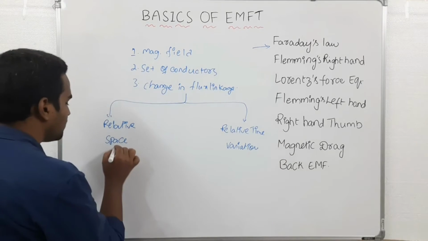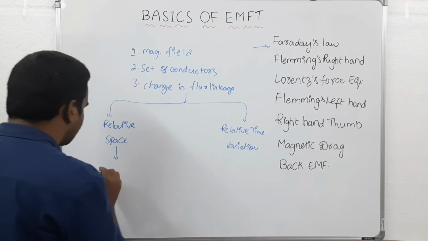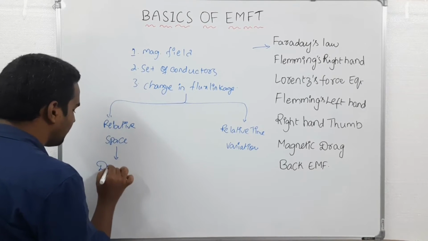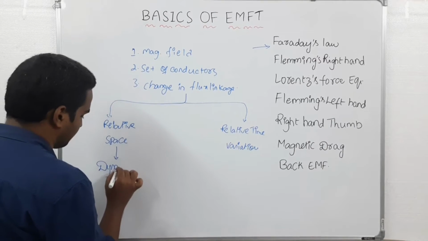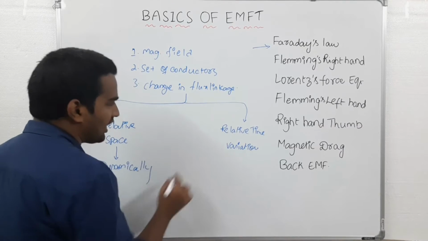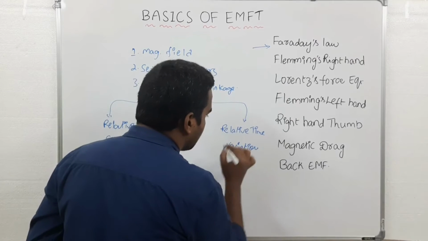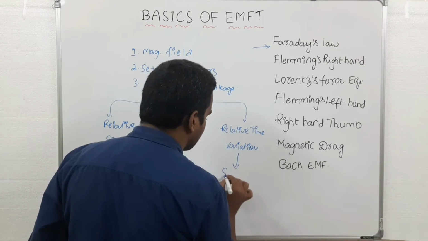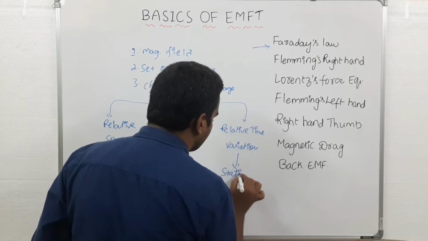The EMF which is induced due to relative space variation is called dynamically induced EMF. And the EMF which is induced due to relative time variation is called statically induced EMF.